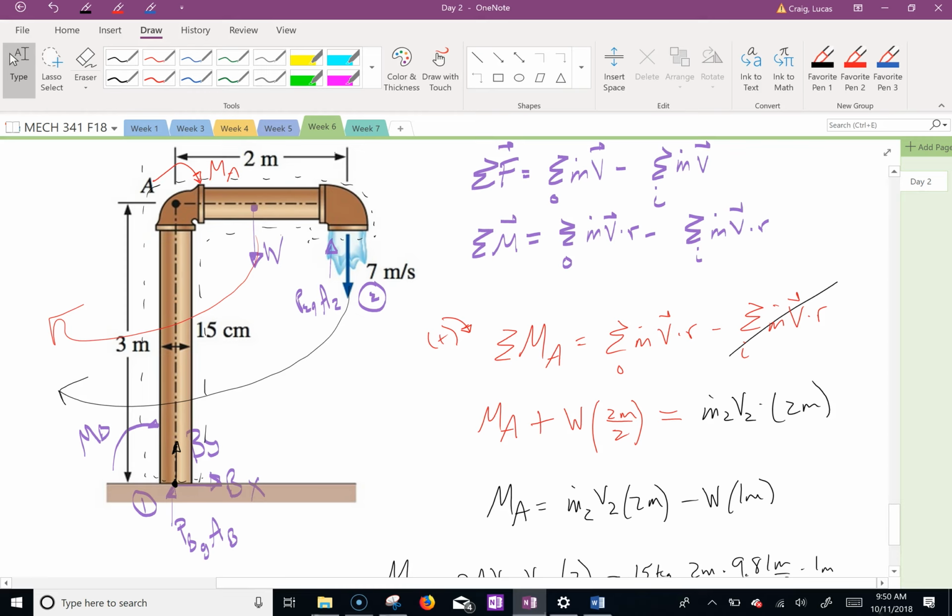Now, if we flip it, that's the second part. What happens if it shoots upward now? The water shooting up, what does this want to do? It wants to go down, so this moment should really be the other way. And it does, so watch.